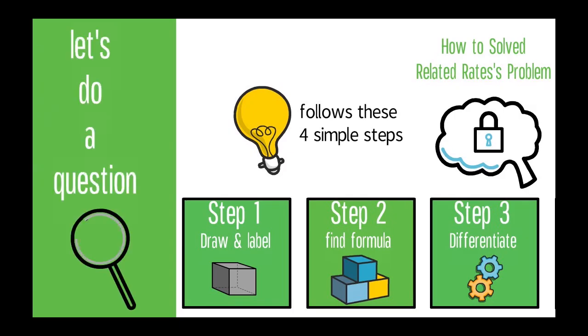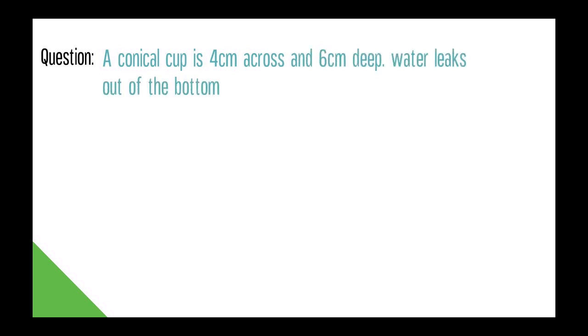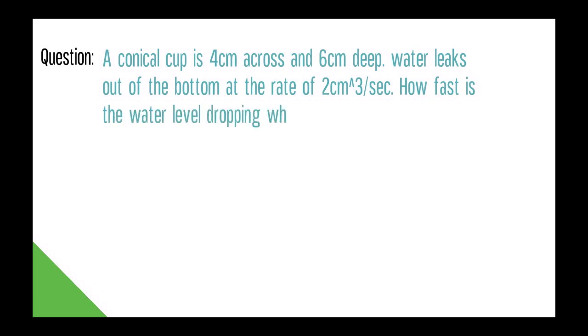Now let's do a question. A conical cup is 4 cm across and 6 cm deep. Water leaks out of the bottom at the rate of 2 cm cubed per second. How fast is the water level dropping when the height of the water is 3 cm?